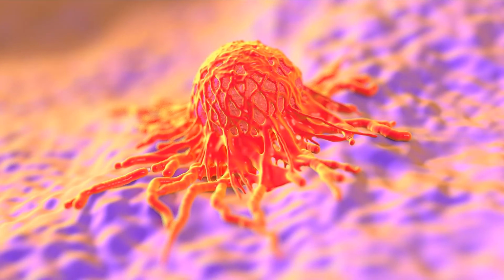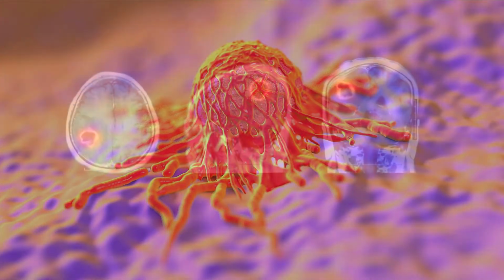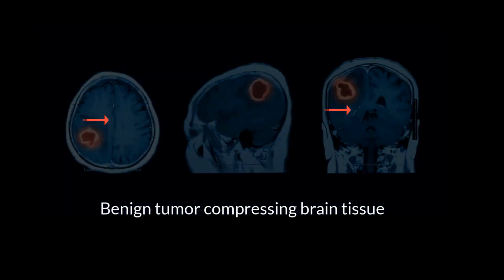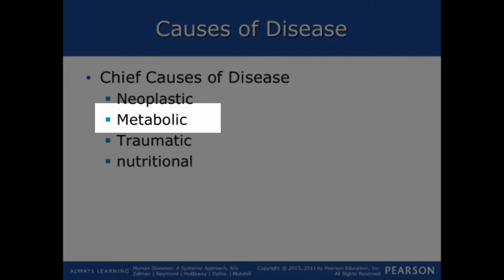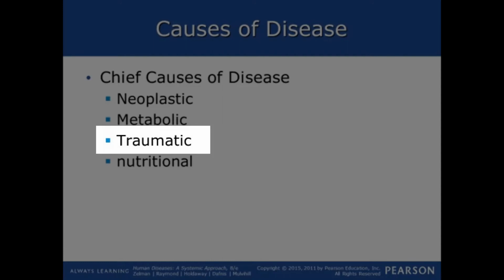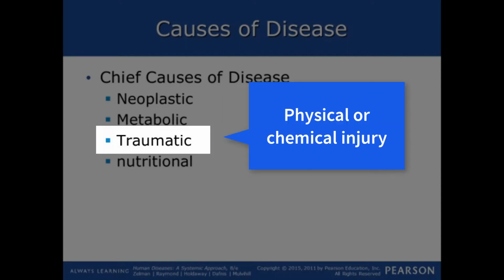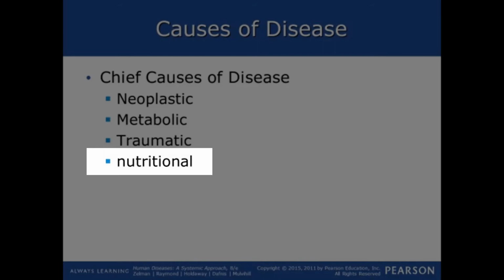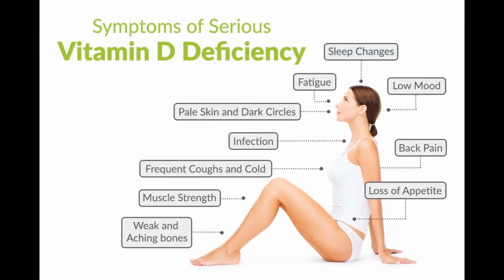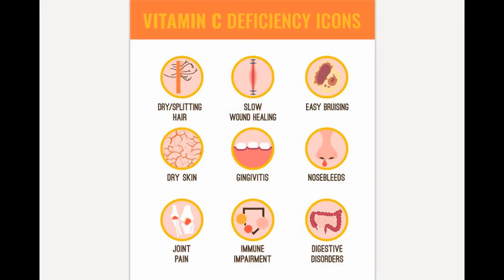And remember, benign tumors can also cause problems because they can enlarge and press on other structures that can lead to problems in function. Metabolic diseases are things that have a disruption in normal metabolism. So things like diabetes, that's a metabolic dysfunction, which is certainly a very disruptive disease. Traumatic diseases result from physical or chemical injury. And then nutritional diseases result from either an overconsumption or underconsumption of nutrients. So deficiencies in like vitamin D or vitamin C can lead to nutritional diseases.